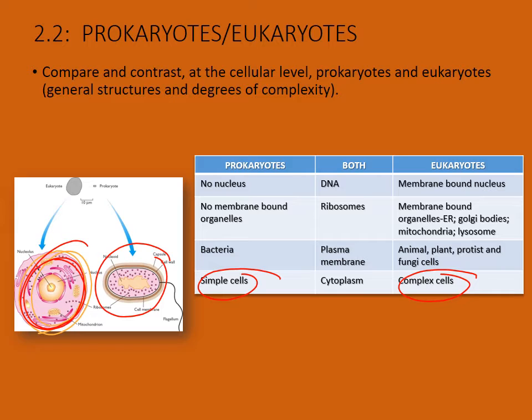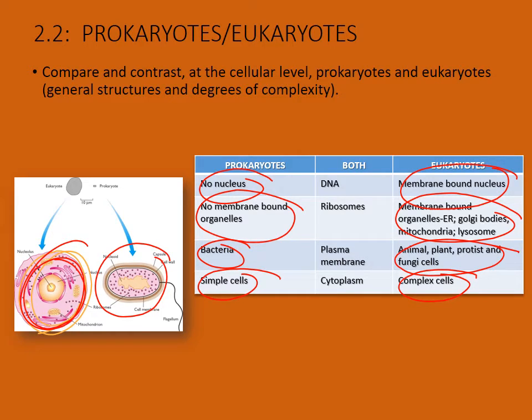Right? But let's focus on prokaryotes right now. There's no nucleus, they have no membrane-bound organelles, and they are mostly bacteria. Alright, eukaryotes. They have everything that a prokaryote doesn't have: membrane-bound nucleus, membrane-bound organelles, many other forms of life on Earth, like animals, plants, protists, and fungi. Alright? What's true, though, to keep in mind is that all living things are made of cells.